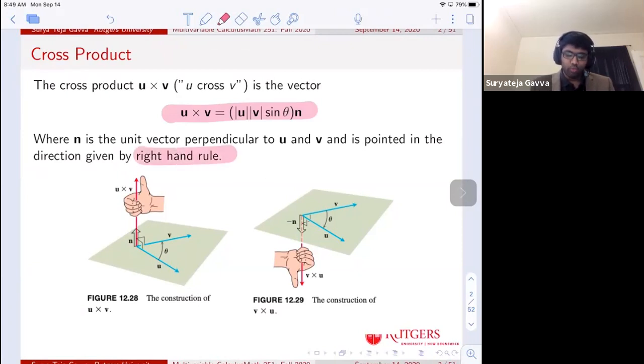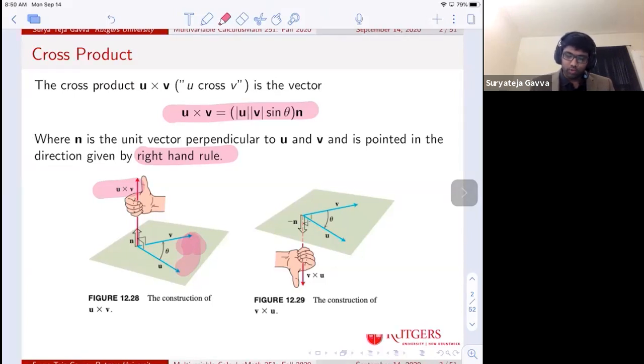You move your fingers from u to v, and your right hand thumb will point towards u cross v. Keep your palm on one of the vectors and move your fingers from u to v, then the direction of your thumb is the direction of u cross v. So in this picture, if you move from u to v, your thumb will point upward. That's why u cross v is in the perpendicular, upward direction.